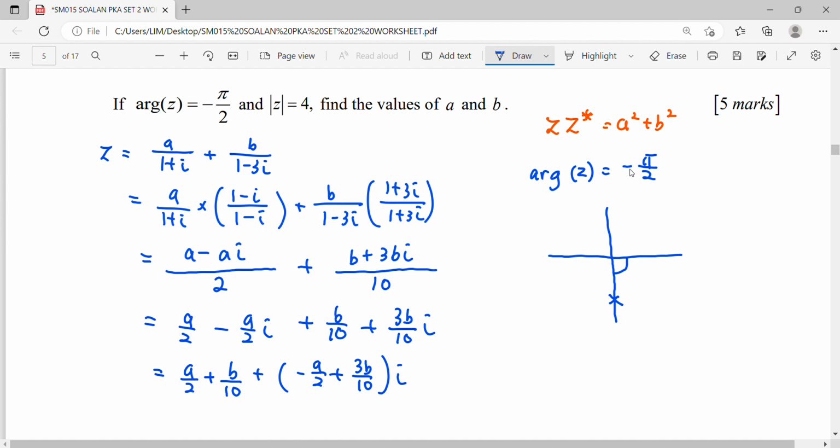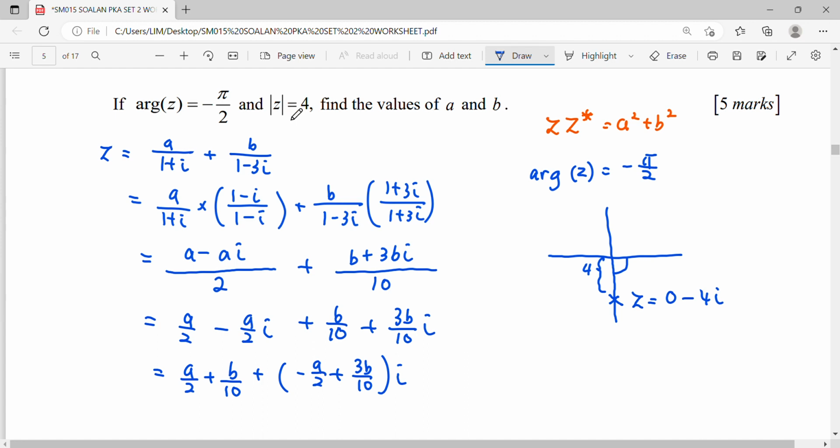And then modulus of z. What is meant by modulus? The length of your complex number. So since the length of the complex number here is 4, what is your complex number z here? Real part 0. Imaginary part negative 4i.